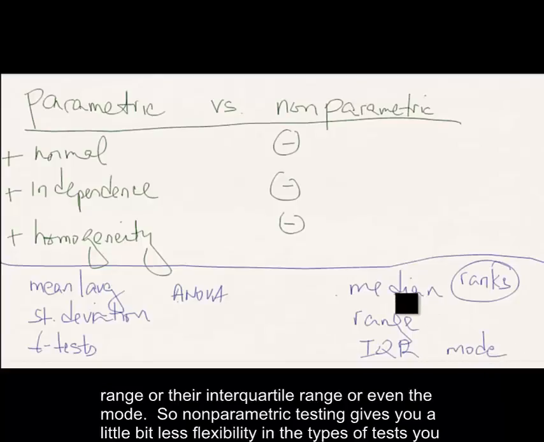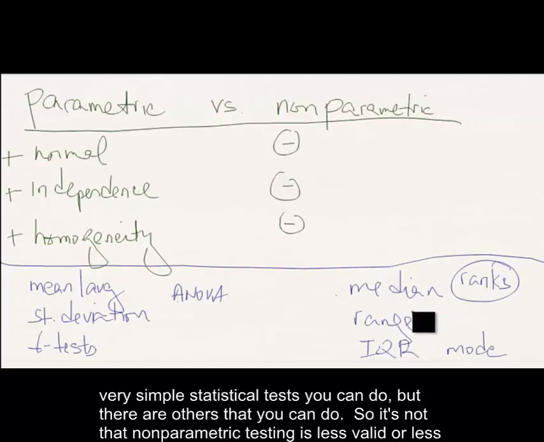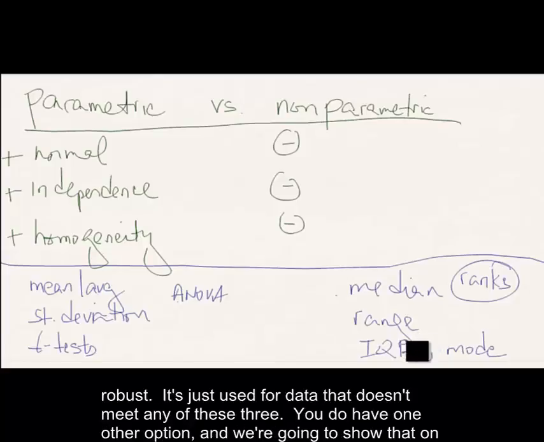So non-parametric testing gives you a little bit less flexibility in the type of tests you can do compared to parametric testing. Now there are some statistical tests that you can do, and I haven't listed them here. These are the very simple statistical tests that you can do, but there are others. So it's not that non-parametric testing is less valid or less robust. It's just used for data that doesn't meet any one of these three. You do have one other option, and we're going to show that on the next slide.